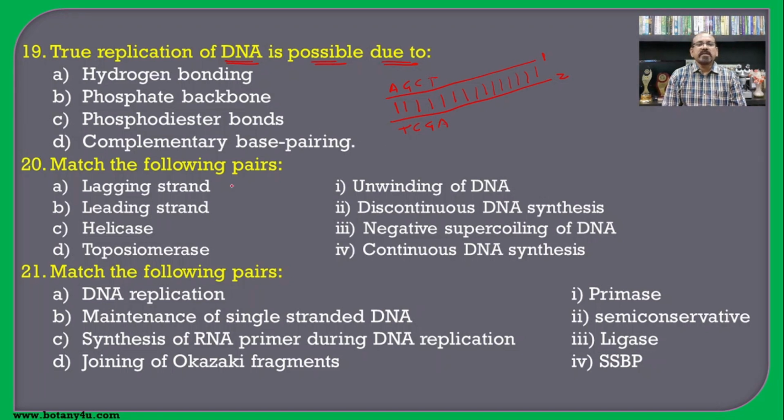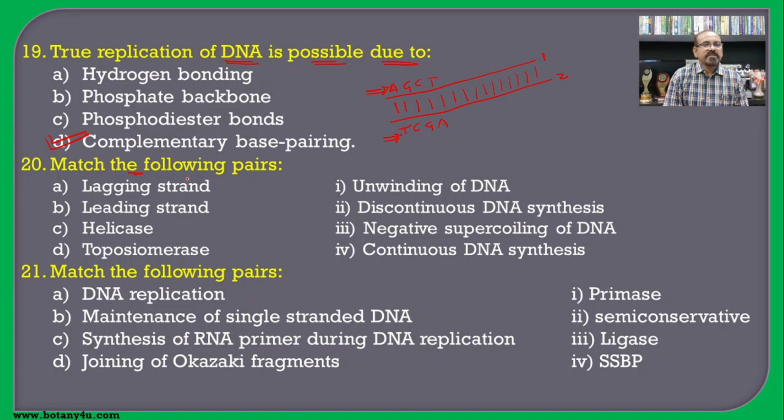So in this way, if we know the sequence of nitrogen bases on one strand, then we can easily know the sequence on the other strand. This is known as complementary nitrogen base pairing, and because of this only there is a possibility of DNA replication. Hence, D is the correct answer for this question.